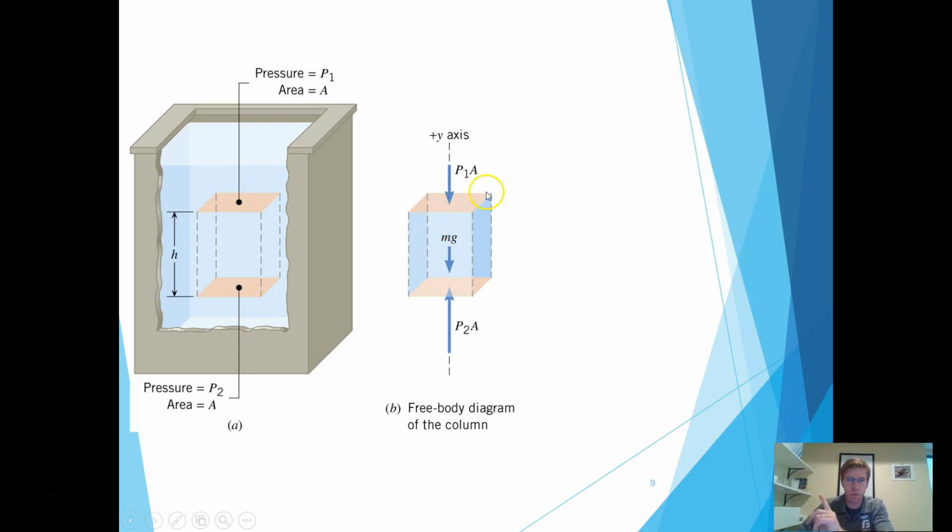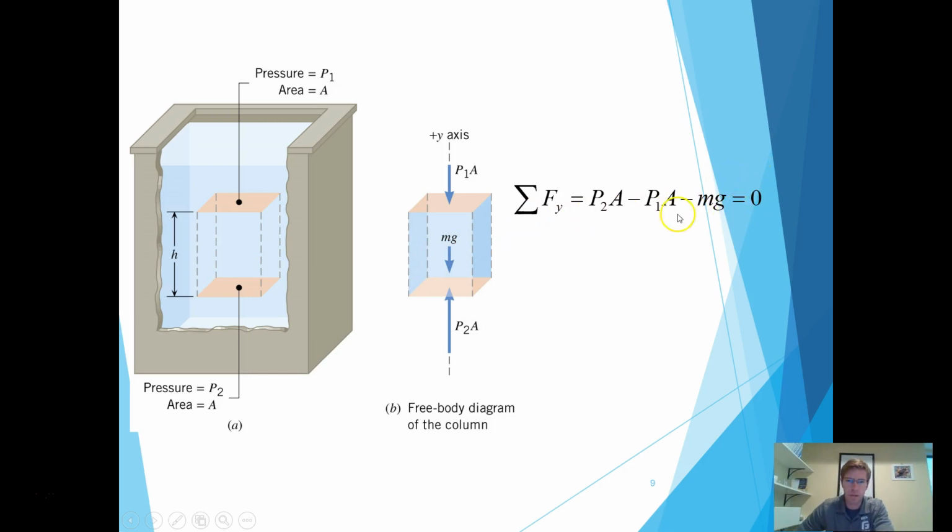Keeping in mind, pressure is force over area, so pressure times area is force. So we sum the forces. We've got pressure 2, which is at the bottom, times area 2, which gives us the upward force at the bottom. Then we have P1 times A1 at the top, but it's going down, so it's negative. And we have the weight of that chunk of water, which is also down because it's a gravitational force, right? And so this is what the sum of the forces looks like.